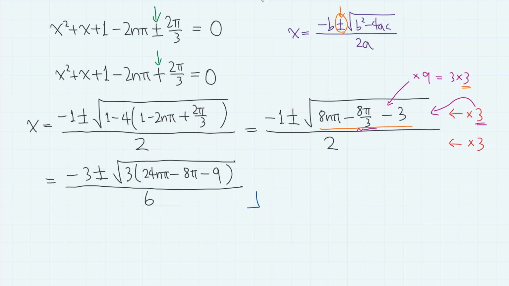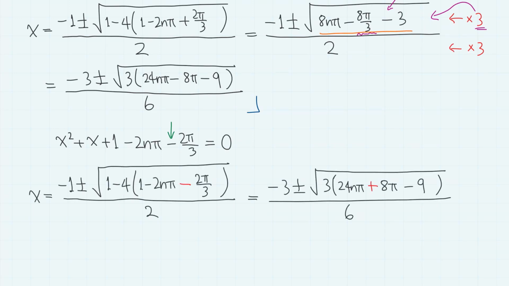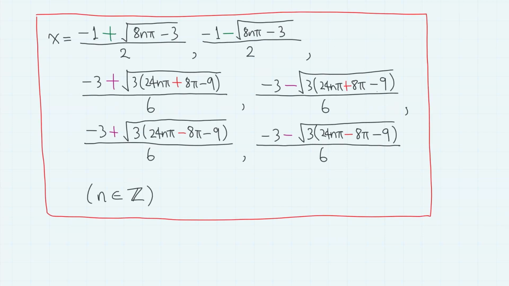Now for the other case, for x squared plus x plus 1 minus 2n pi minus 2 pi over 3 equals 0. The process is the same, except now we have a minus sign here instead of a plus sign. So in the end, we obtain minus 3 plus or minus the square root of 3 times (24n pi plus 8 pi minus 9), divided by 6. Now if we combine these results and write them one by one, we obtain these 6 different expressions for the general solution, with n being an integer. I used different colors on some plus and minus signs so you can recognize the difference more easily.